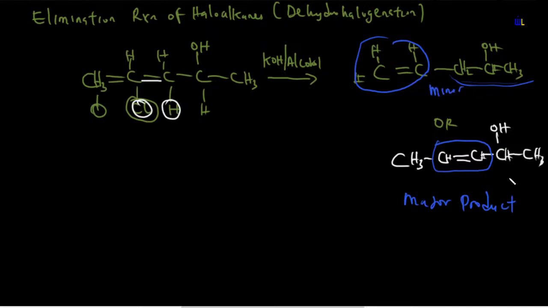And with that said, if we are to name this compound, we are giving numbers from here: 1, 2, 3, 4, 5. This is going to be pent-3-en-2-ol. Okay, we are going to be calling up the class at this point for today.